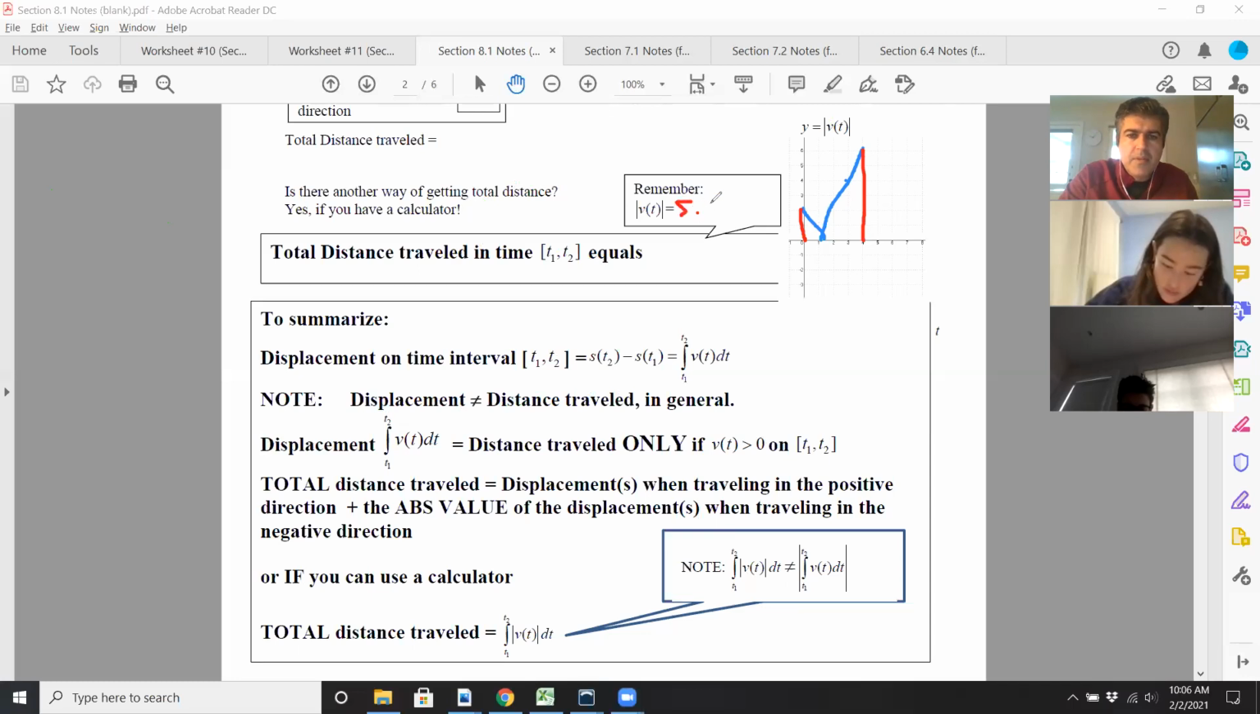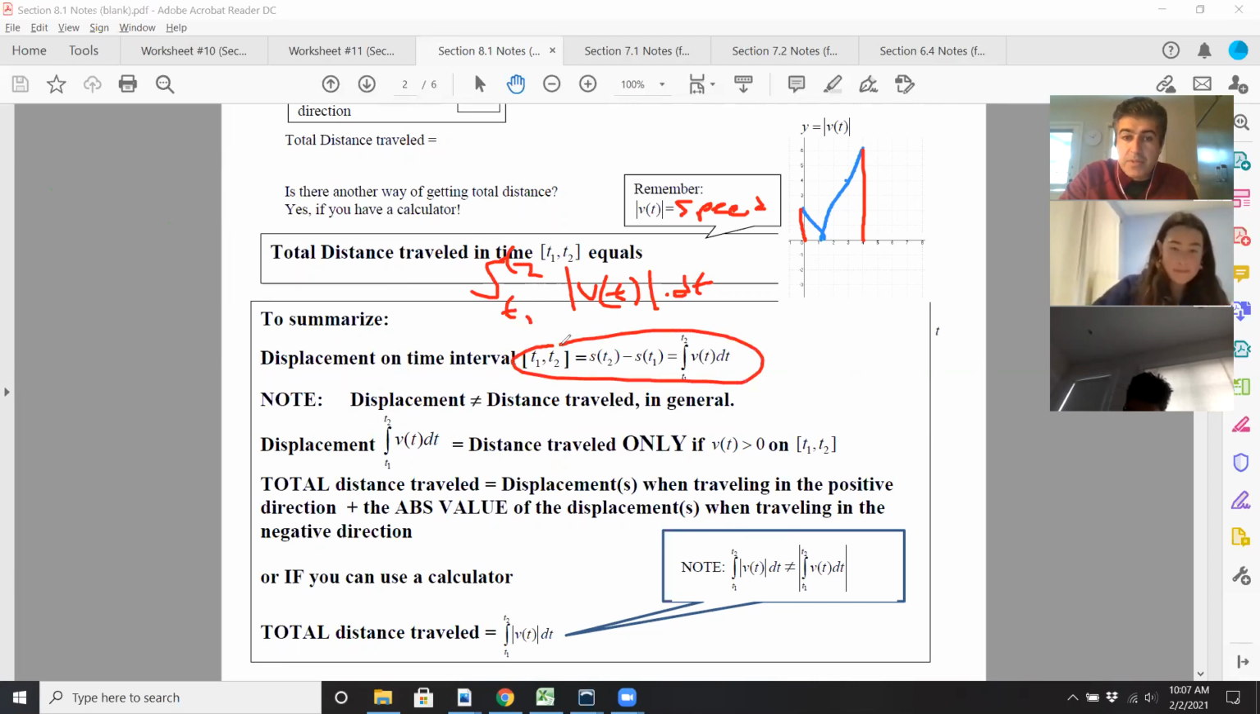Remember, this is speed. And total distance traveled will equal the integral from t1 to t2, if those are your two different times, of the absolute value of velocity as a function of time times dt. So you can just do that instead. So displacement is this. That's what we did on the previous page.